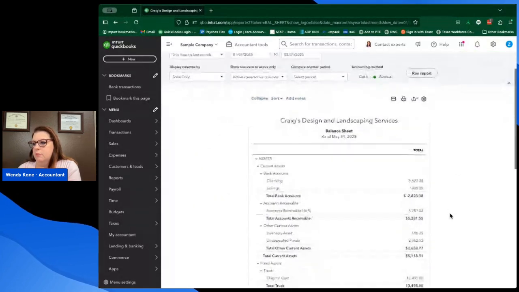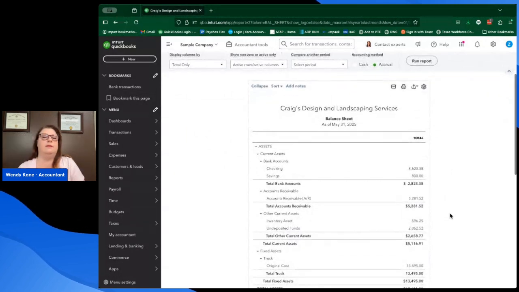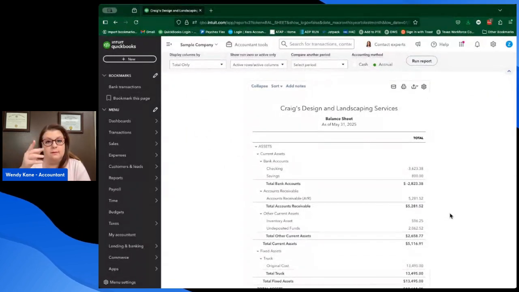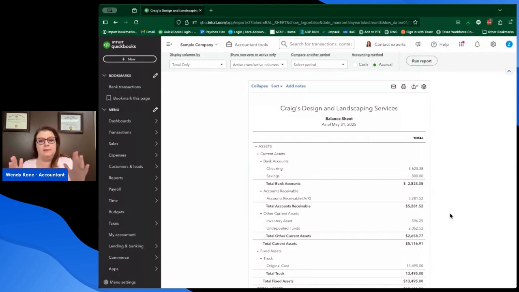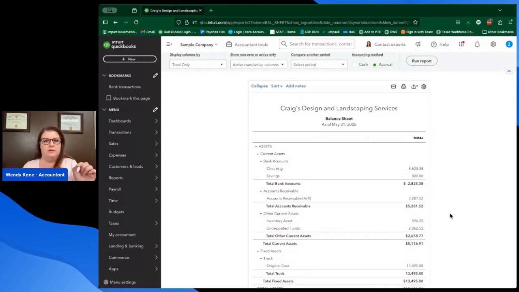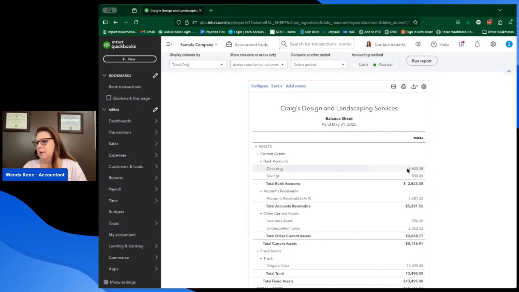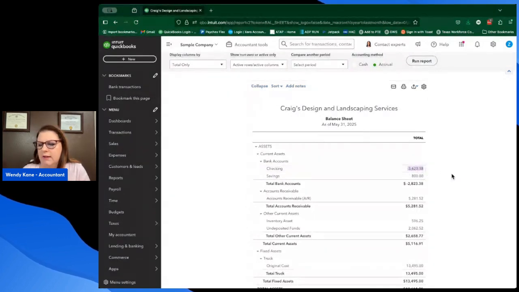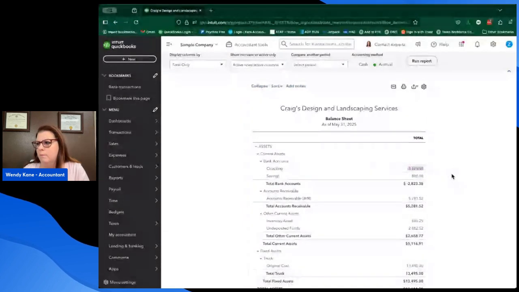Okay. So remember the bank statement said we had $376. So when we look at our balance sheet for that bank account, it should say $376. All right, here we are. Uh-oh. That's not $376. That's a negative $3,623. What's up with that?